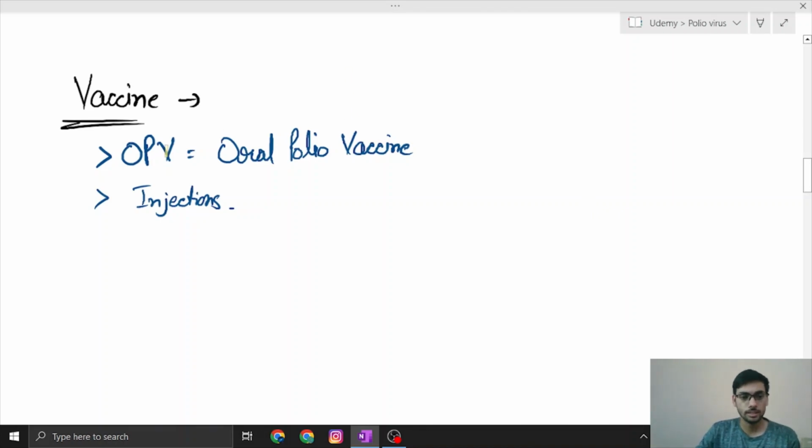And lastly is its vaccine. So OPV, which is called oral polio vaccine, was developed by Albert Sabin, and is used to immunize children so that they won't get infected with polio virus. Okay. Then comes the injectable form. Some countries like the USA don't approve the oral polio vaccine, so they inject it into the blood.